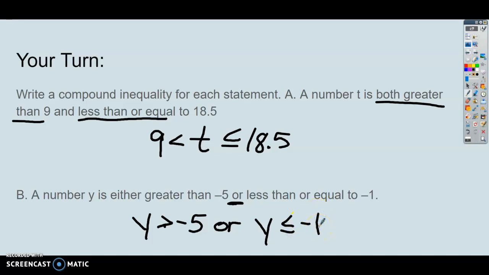All right, again, pause this, check your answers. If you have questions, make a little question mark on your notes, and please contact me to ask for help.